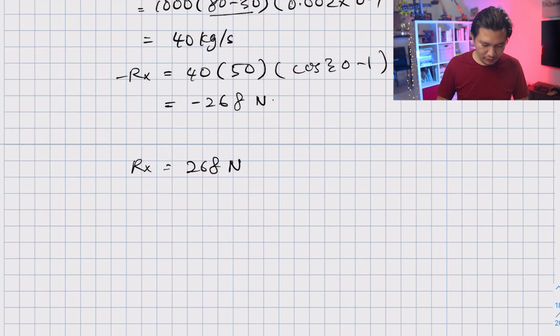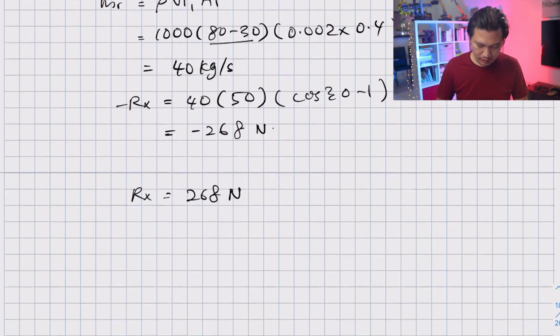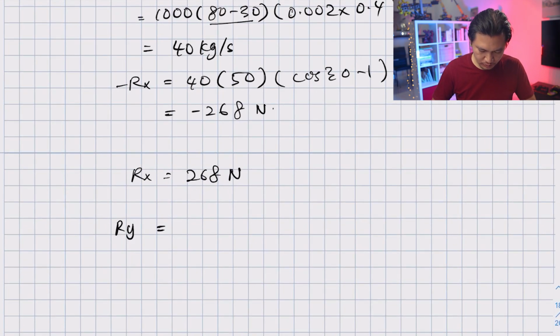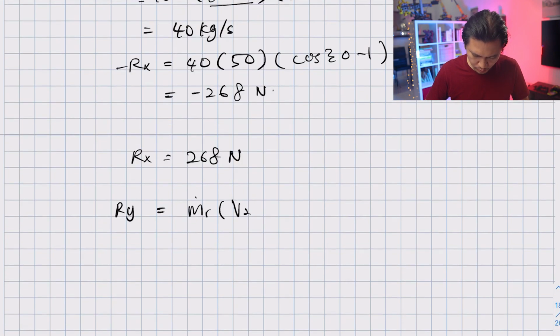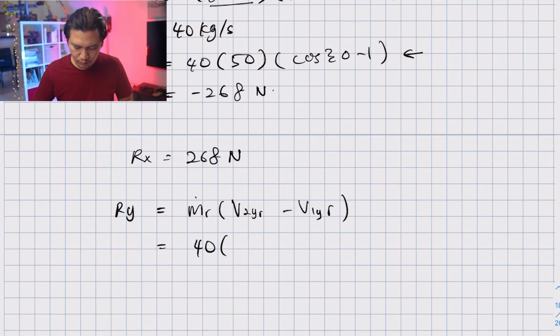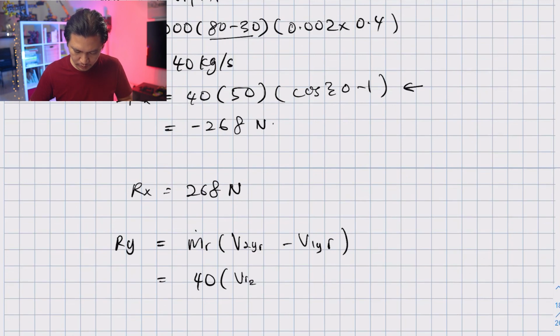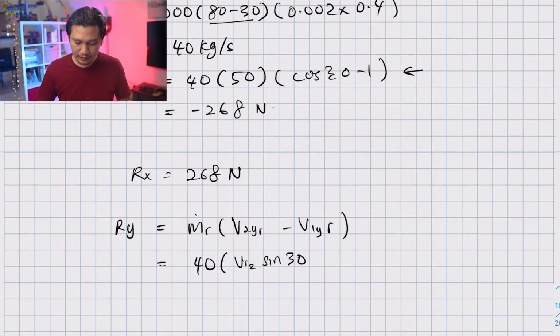Now when we take a look at the force in y direction, Ry is equal to m dot r times V2y relative minus V1y relative. And we know that m dot relative is equal to 40. And what is our V2y relative? That's got to be VR2 sine 30. And for relative velocity at point 1 in y direction, I don't think we have it. So this is simply 0.